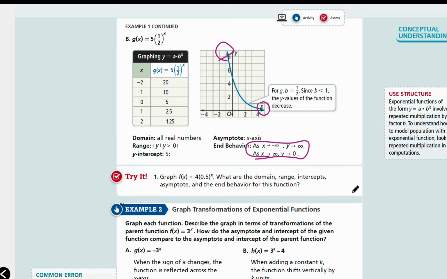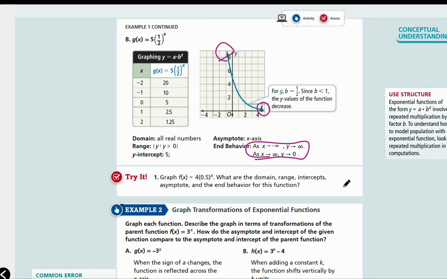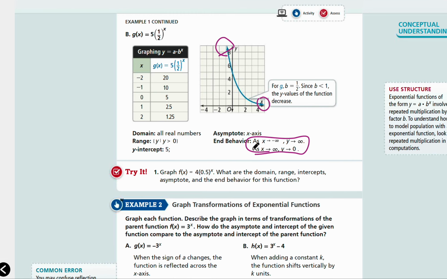Okay, are you ready? First, you need to graph it. How do you graph it? Well, you need to write a table of values, right? When x is equal to, let's say, -3, y is going to be 4 times 1 over 2 to the power of -3, which is 4 times 2 to the third power, which is 4 times 8. So that's 32.